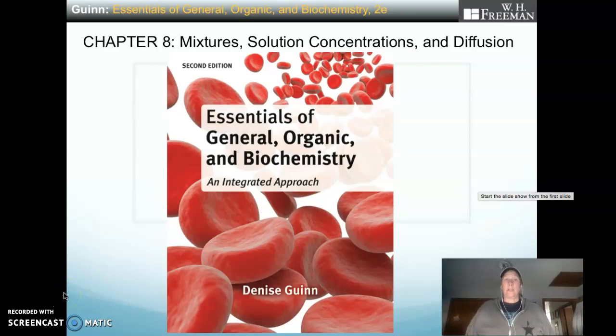All right, we're going to start chapter 8 now. Chapter 8 is mixtures, solution concentrations, and diffusions. So we're kind of done with the organic in the sense of the compounds, naming them, whatever. We're going to move on to some mixtures and stuff that you can make with them. And we're going to talk a little bit in this unit about the reactions with organic, okay?